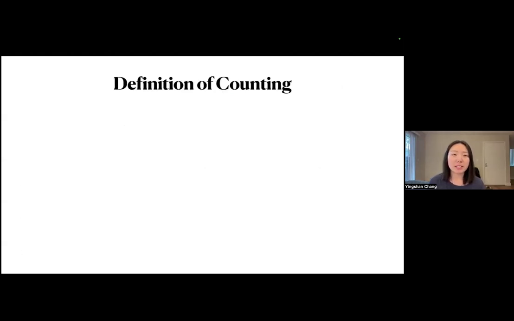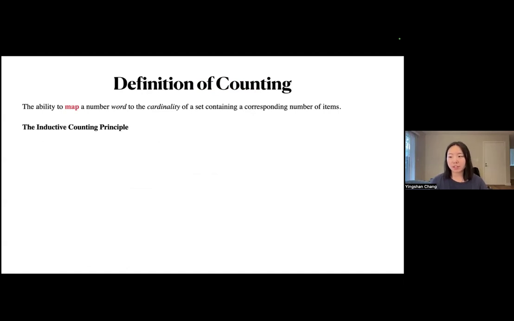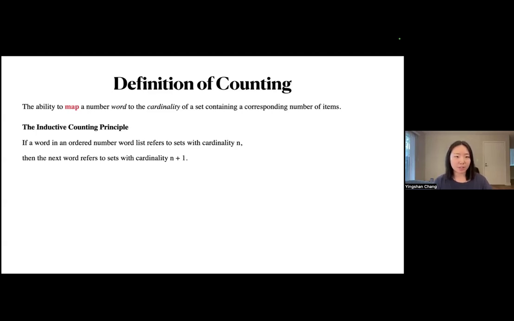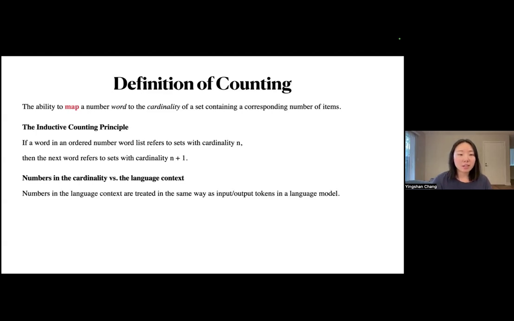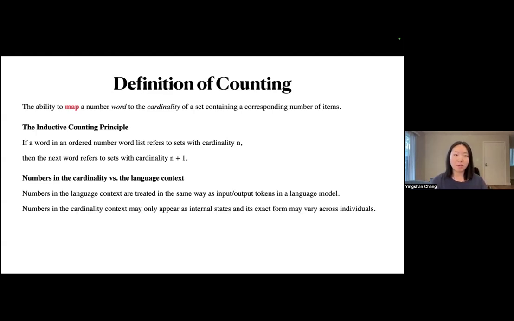Okay, now let me clearly define what we mean by counting in this work. We define counting as the ability to map a number word to the cardinality of a set containing the corresponding number of items. The crucial inductive step necessary for generalization should leverage the inductive counting principle, which states that if a word in an ordered number word list refers to sets with cardinality n, then the next word refers to sets with cardinality n+1. Here is an important distinction between numbers in the cardinality context and numbers in the language context. Numbers in the language context are treated in the same way as input-output tokens in the vocabulary of a language model. In contrast, numbers in the cardinality context may only appear as internal states, and their exact form may vary across individuals.